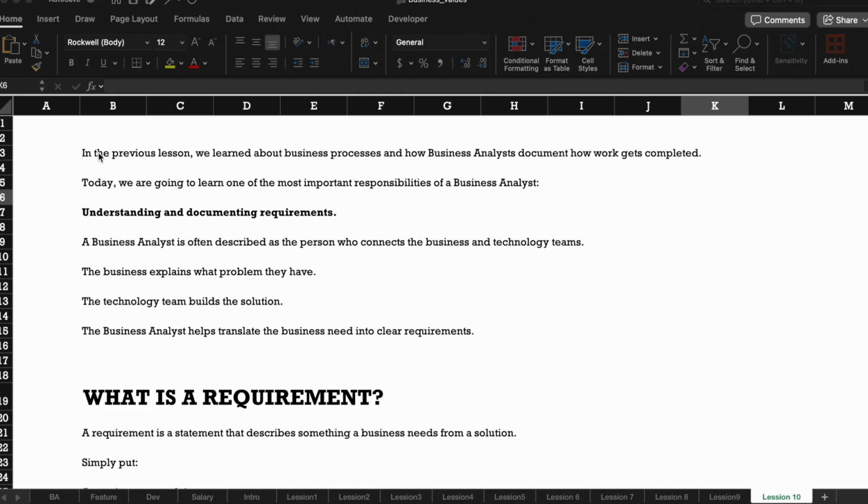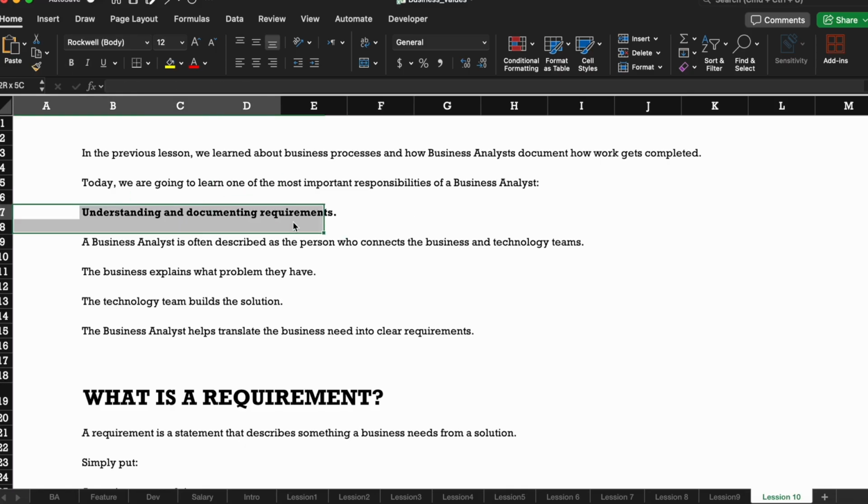Lesson number 10 of module number 1. Okay, so in the previous lesson we learned about business process and how a business analyst documents how work gets completed, right? So today we are going to learn one of the most important responsibilities of a business analyst, which is understanding and documenting requirements. This is the core responsibility of a business analyst, capturing the requirements and documenting them for software development.